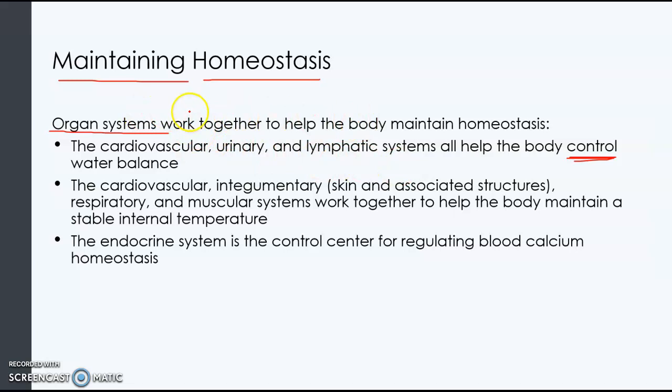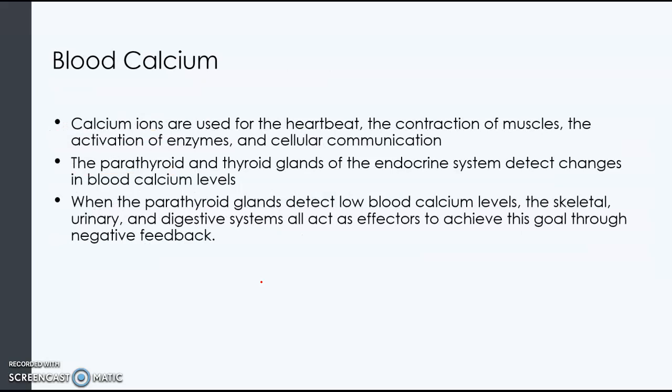Some of the examples of organ systems and how they help us maintain homeostasis are the cardiovascular system, the urinary system, and the lymphatic system. They help control water balance. The cardiovascular, integumentary, respiratory, and muscular systems help with maintaining body temperature. The endocrine system controls things like regulating blood calcium, blood glucose levels, and different things like that.